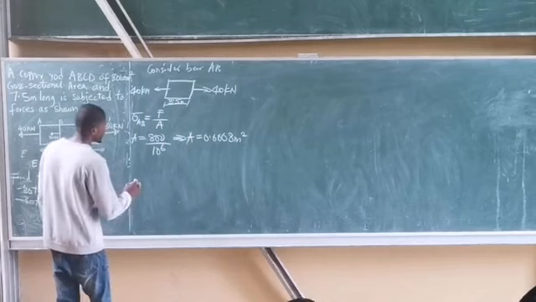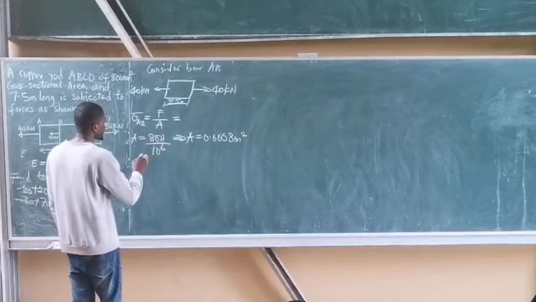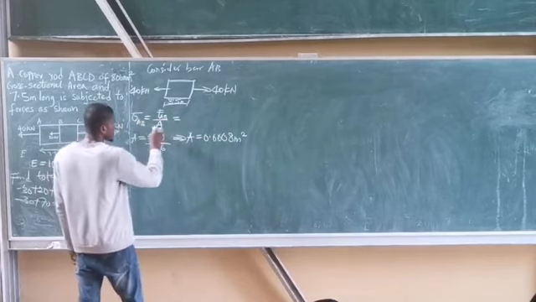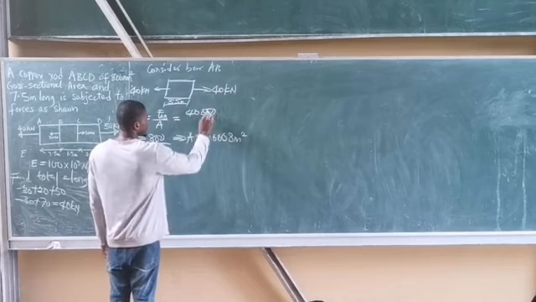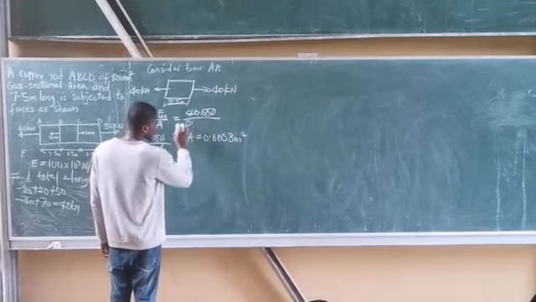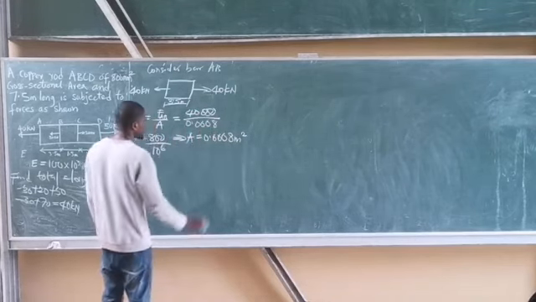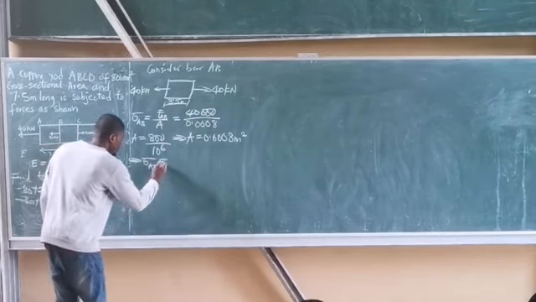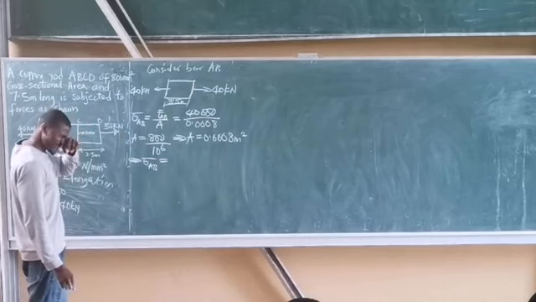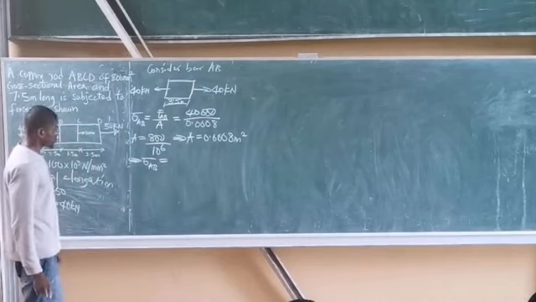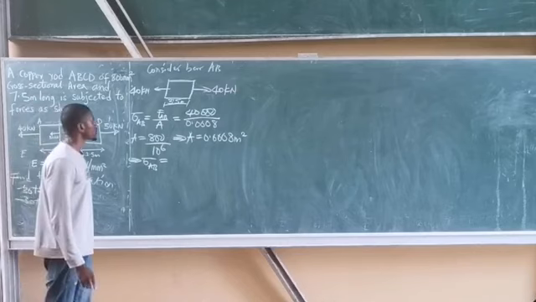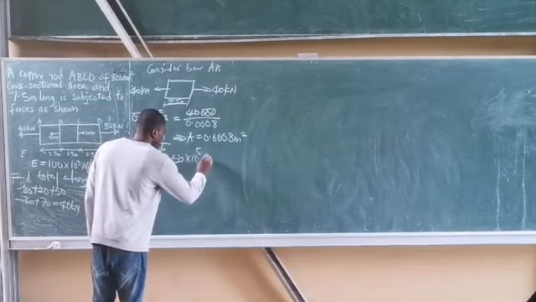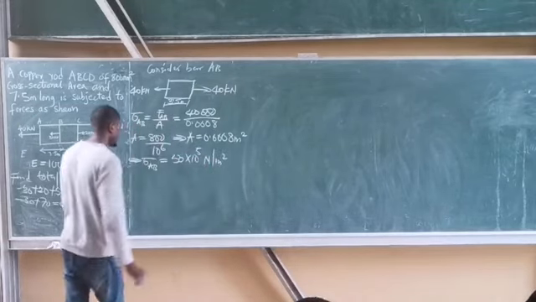Now the stress in portion AB is the force in AB. Force in AB is 40 kilonewtons, which is 40,000 newtons, divided by that area, 0.0008. So give me the value. That implies the stress in portion AB is 50 by 10 raised to the power 6 newtons per meter squared. So this is the stress in portion AB.